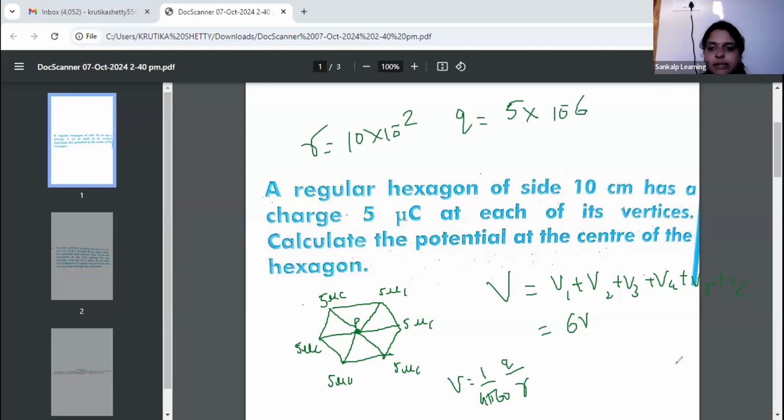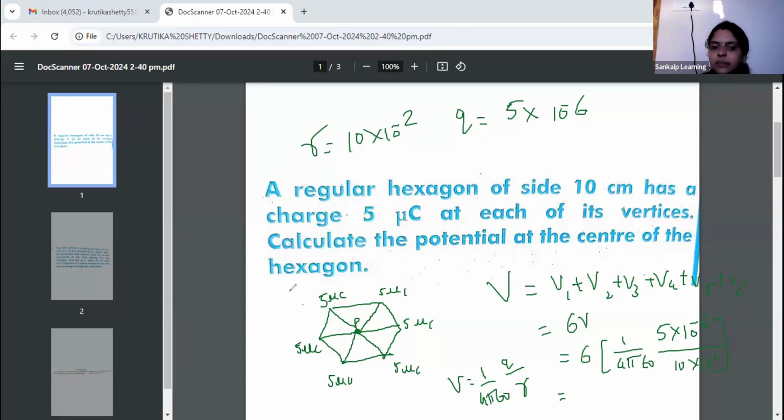Correct? So 6 into V is equal to 6 into 1/4πε0. Q value is 5 into 10⁻⁶ divided by 10 into 10⁻². So just simplify, you will get the answer. What is the 1/4πε0 value? If you know the 1/4πε0 value, just substitute and simplify. Correct, 1/4πε0 value is 9 into 10⁹.